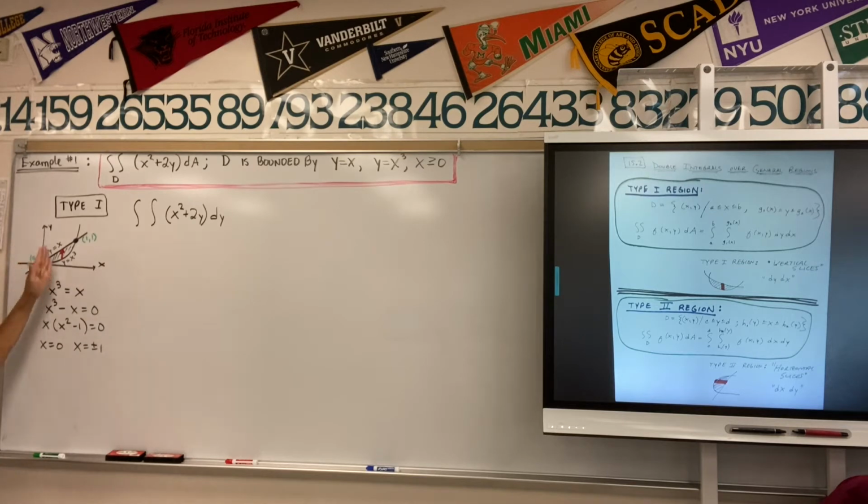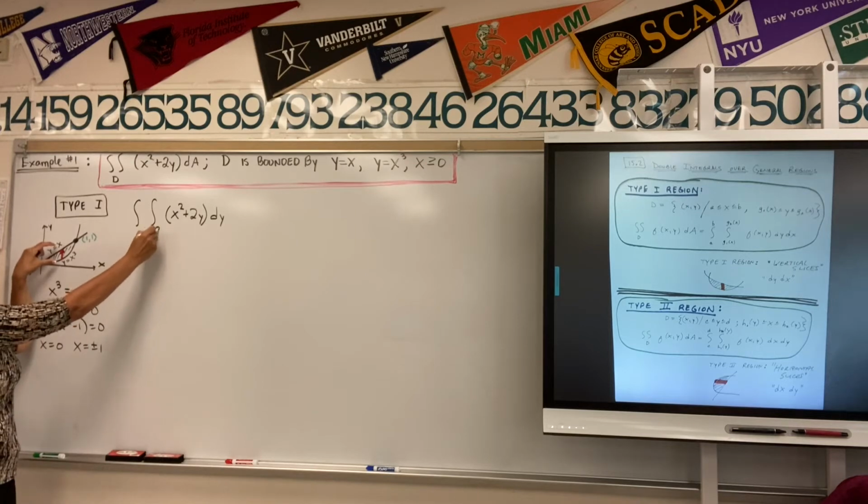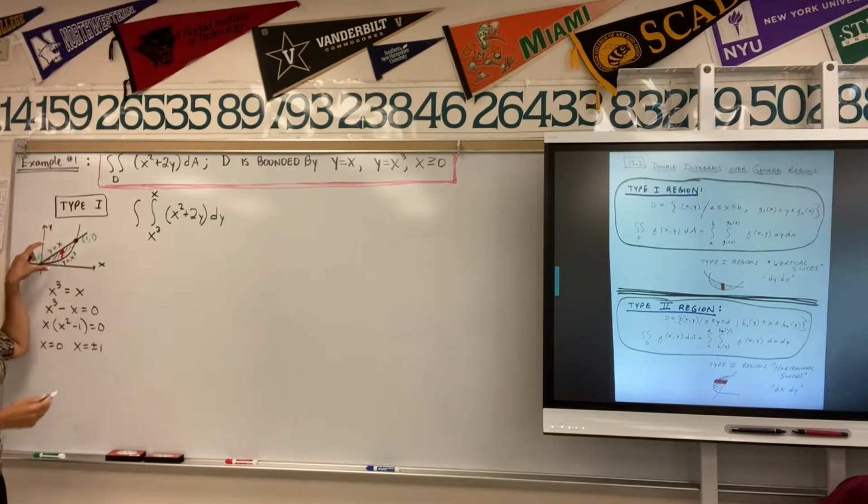Take a look at the diagram with vertical slices. We want to go from low to high, so we want to go from x cubed to x. The lower bound, just take a look right here at your vertical slice, is going to go from x cubed to x. You can see it right on the diagram. Diagrams help so much to give you a picture of what you're doing.